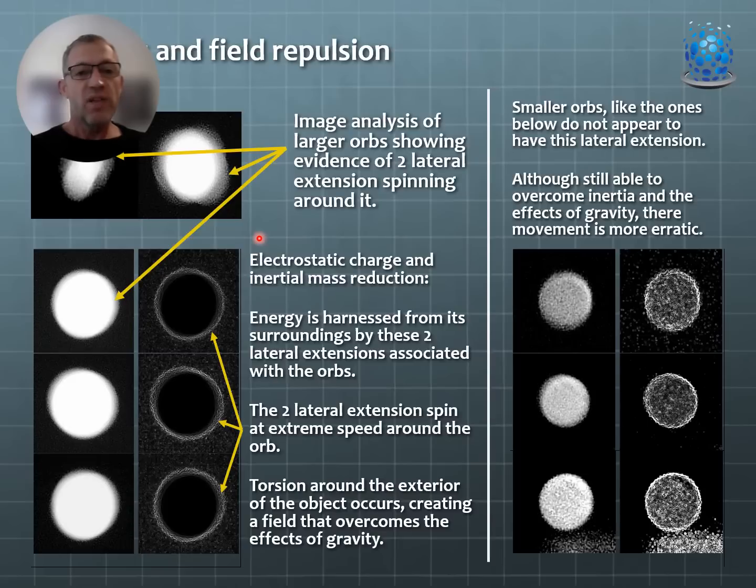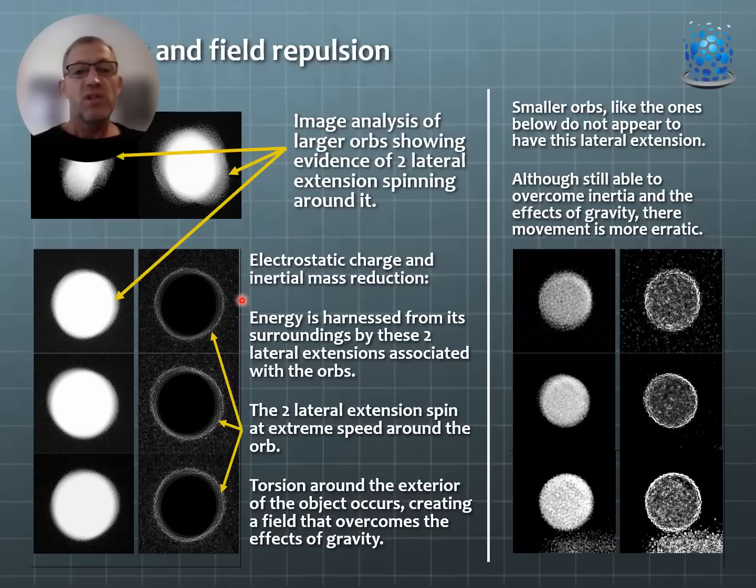And then if we take a look down here, we've got another image analysis and we can see that surrounding the orb there appears to be this energy field or lateral extension, and we suggest that that's spinning around it at extreme velocity with no acceleration. But if we look at the smaller one over here, we don't seem to get that. The smaller orb seems to be quite speckled. That still overcomes the effects of inertia and gravity, but its movement is a lot more erratic than the larger orbs that move through the field of view.